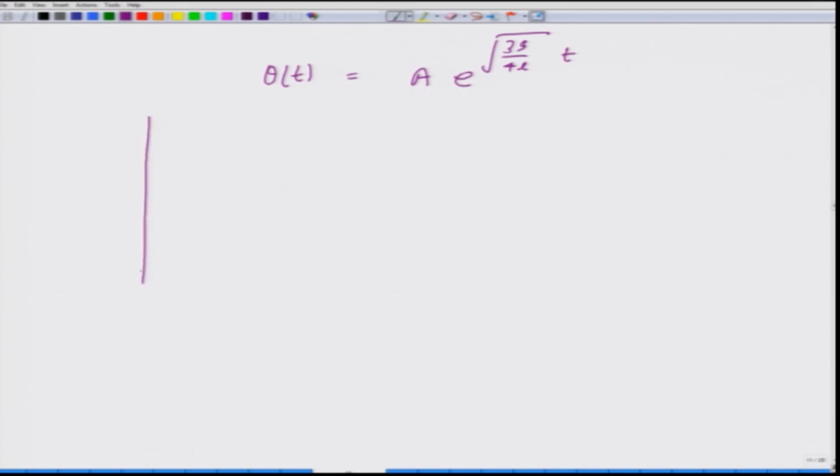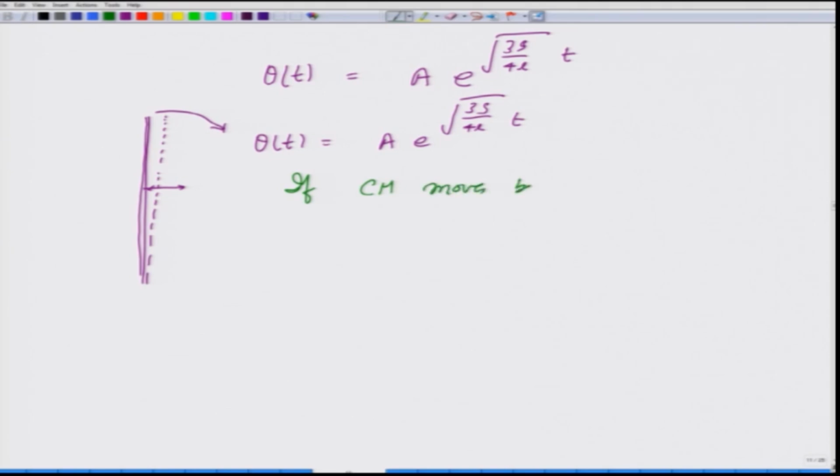So, let us see now. What I am describing is a vertical rod. It initially got displaced by a slight theta, and now it is moving with theta of t equals a e raised to square root of 3g over 4L t. Let us say now, if the center of mass moves by distance x Cm, that means if the center of mass has moved by distance x Cm with respect to the finger, the rod falls.